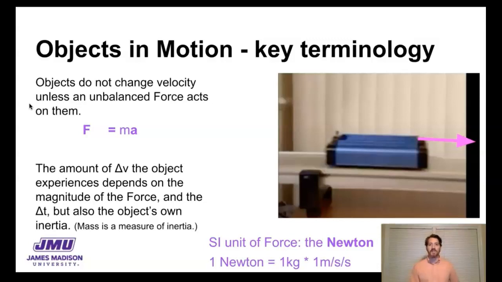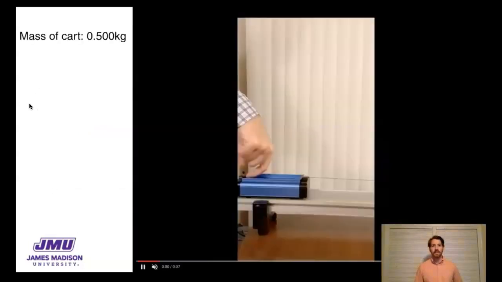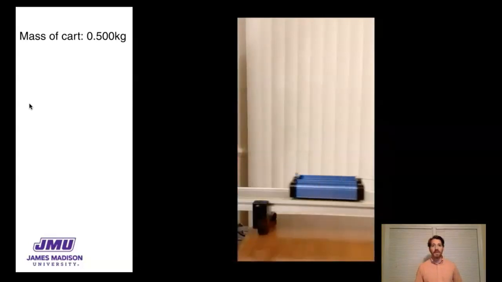I'd like to show you what happens if we do a little experiment with this cart. We're going to pull the cart to the right with the string. We've got it set up so we're pulling with the exact same amount of force each time, and let's watch how the acceleration of the cart changes from one trial to the next. In the first trial, the mass of the cart, it's an empty cart, is 500 grams.